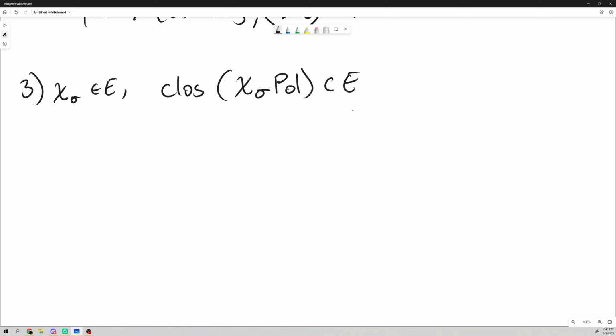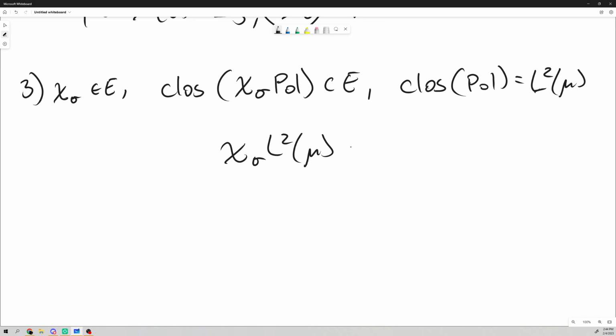Now the closure of the polynomials is equal to L2 mu. The closure of the polynomials is going to be equal to L2 mu. We're going to get that chi sigma of L2 mu is going to be a subset of E, so we get the subset inclusion already here. So that's the first inclusion that we have.